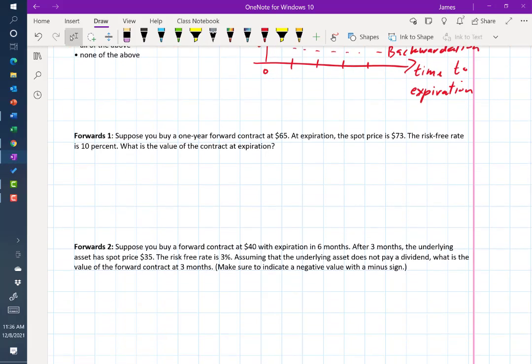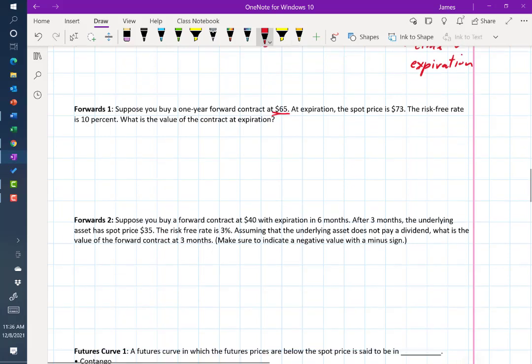Let's do some calculation problems. Suppose you buy a 1-year forward contract at $65. So this is the forward price. When it says you buy it at $65, that's the forward price. At expiration, the spot price is 73.